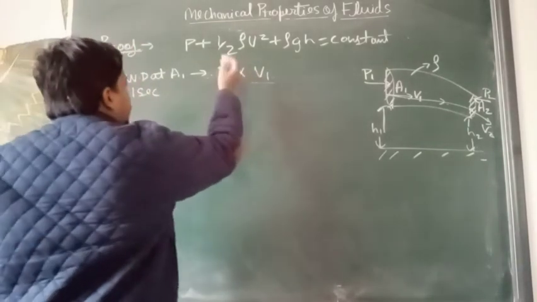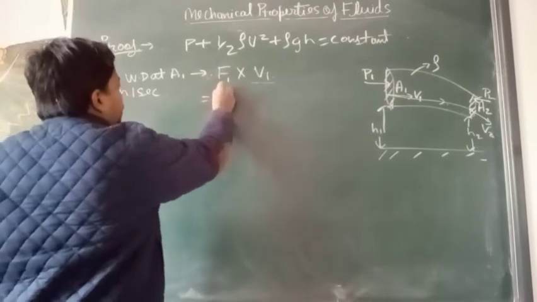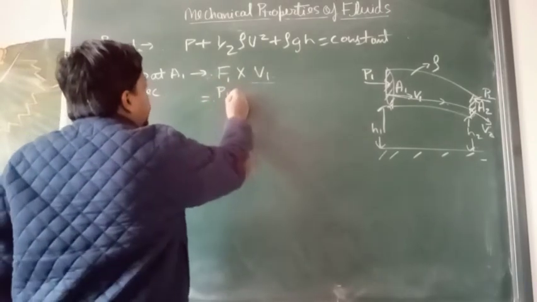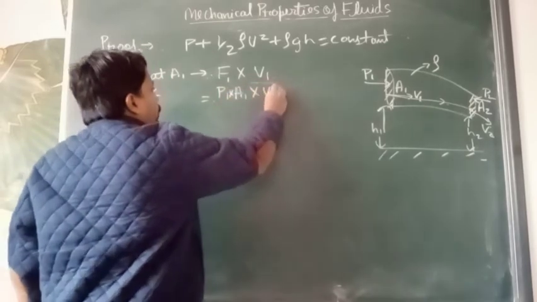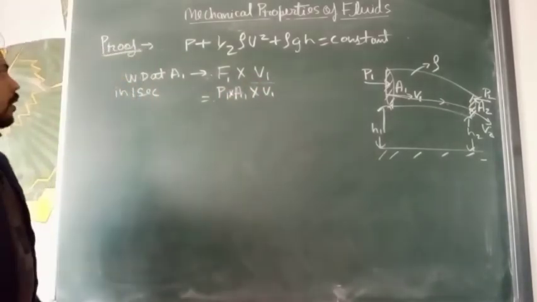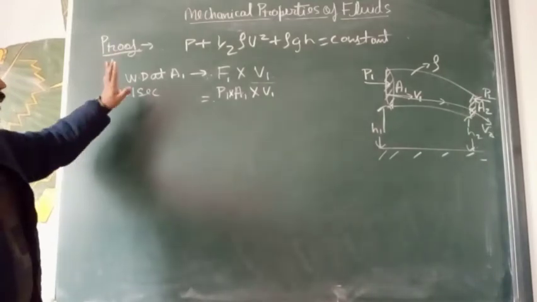So force will be, there will be some force corresponding to the pressure. How much will be the force? It will be P1 into A1 into V1. This is what we can write. Okay, so this is the work done at A1.